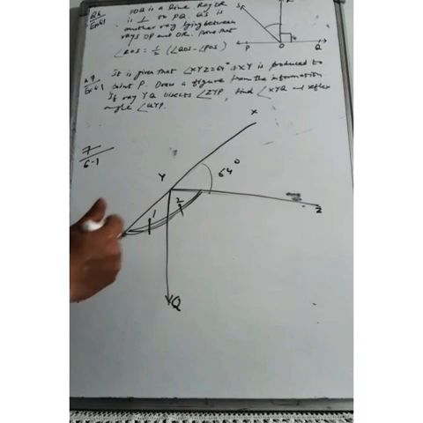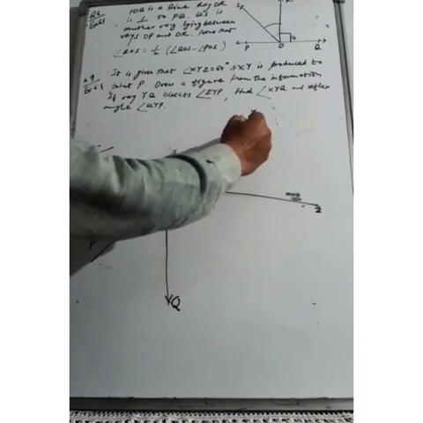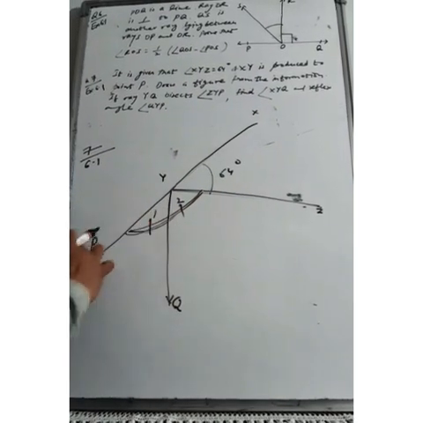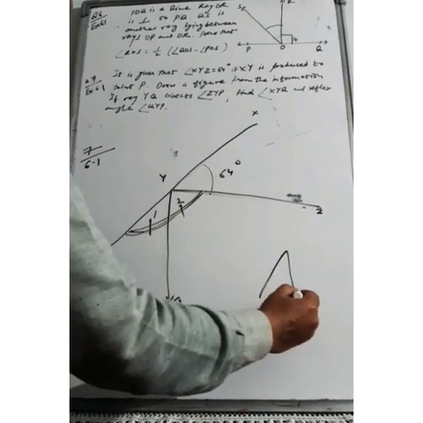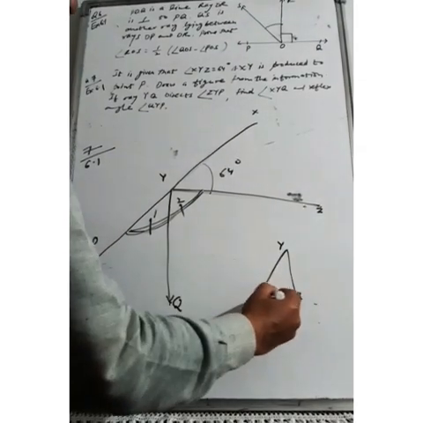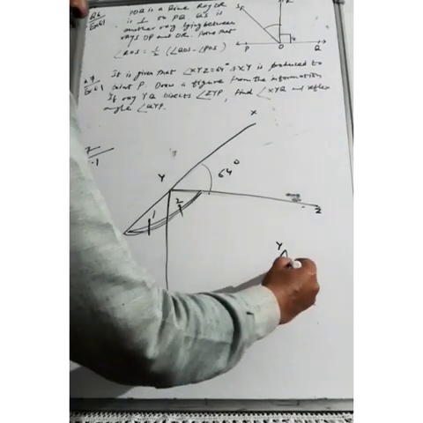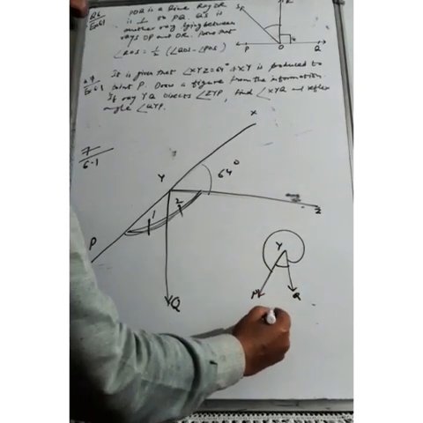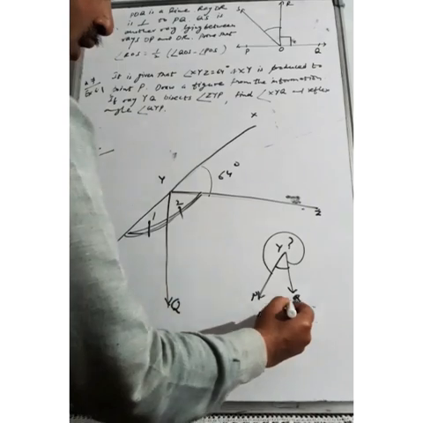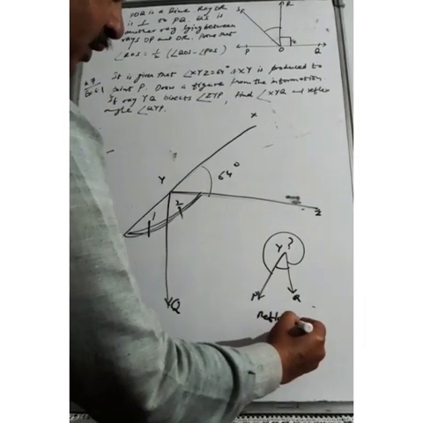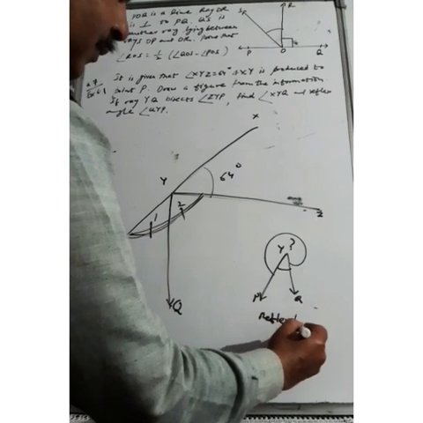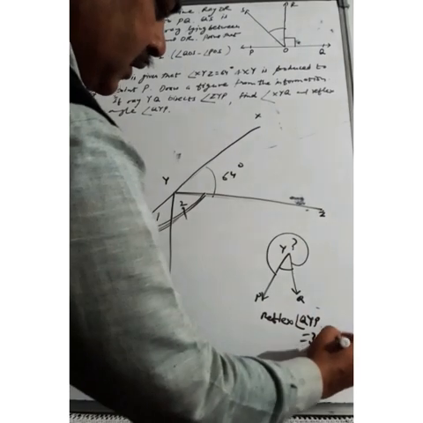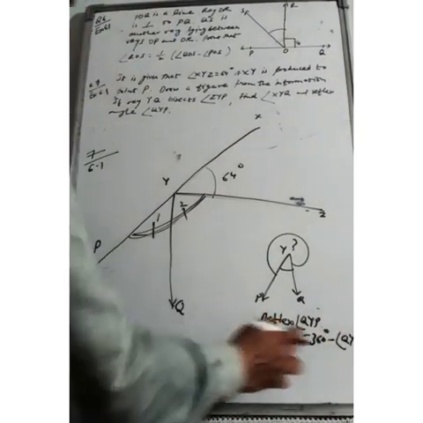Find XYQ. So I need to determine the value of this angle XYQ, as well as the reflex angle QYP. If this is Q, Y and P, I need to determine this angle, and then by subtracting it from 360 degrees, I will be able to get the reflex angle. Reflex angle QYP is equal to 360 degrees minus angle QYP. So my target is to find this QYP.